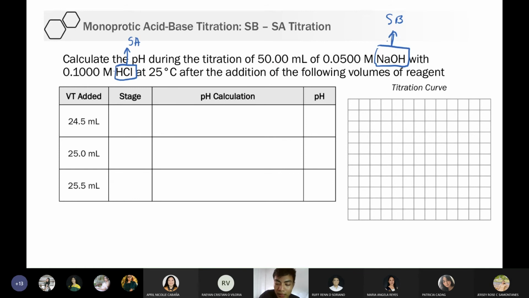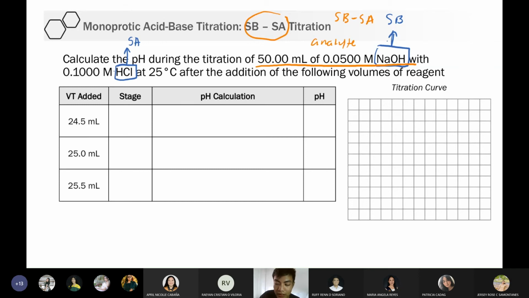Ano pa yung tip ko kanina? Kung sino yung unang sinabi, siya yung analyte. Ito yung unang sinabi. Ibig sabihin, siya yung analyte. So, yan ay SBSA titration. Okay? Kasi kapag baliktad yan, SASB, edi yung kabilang slide gagamitin mo, yung dinaanan na natin.